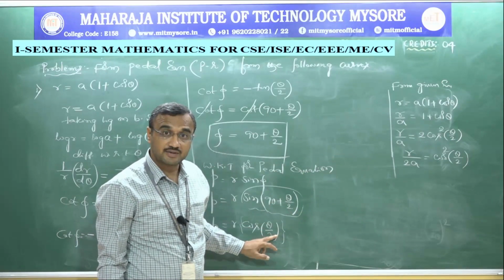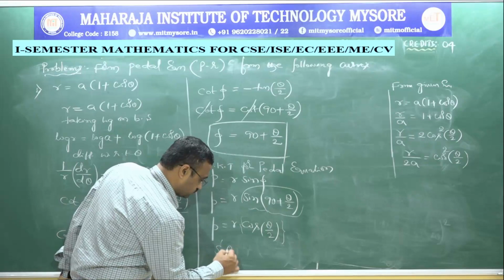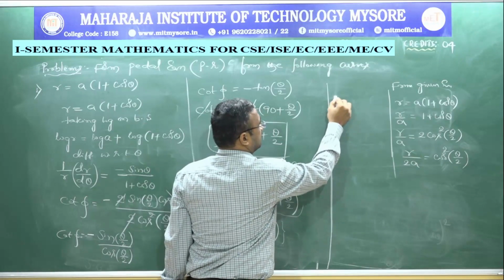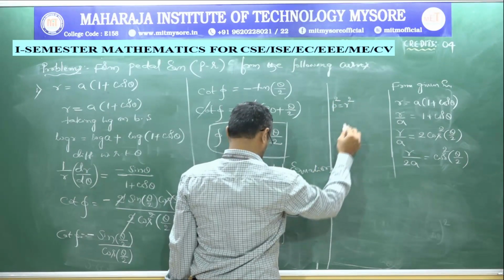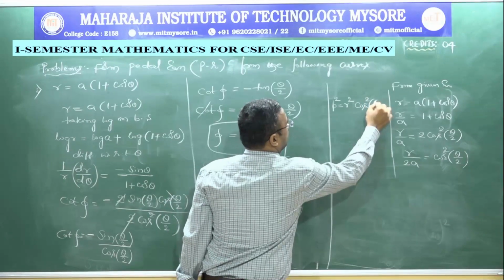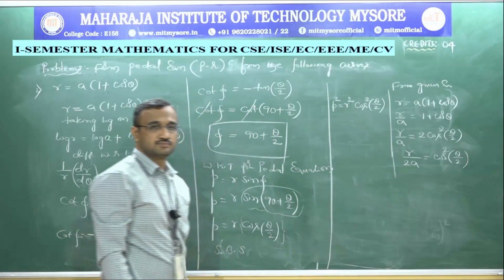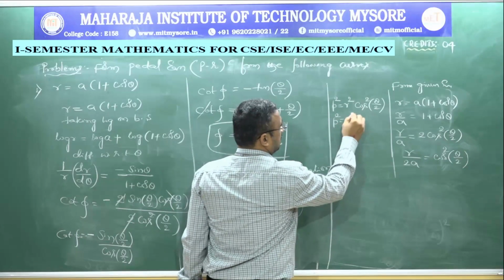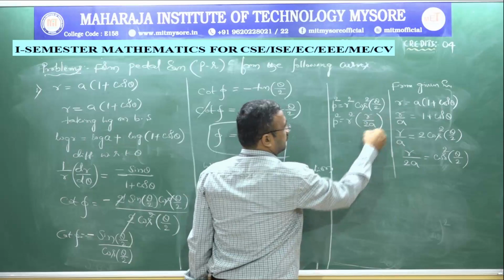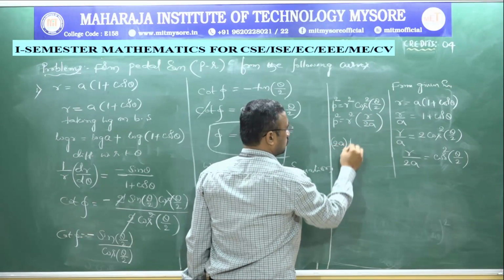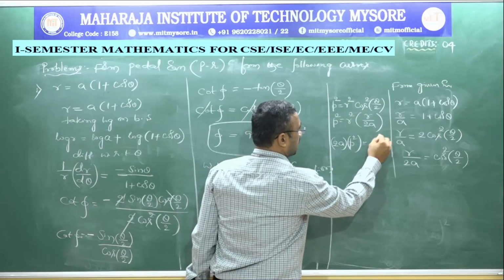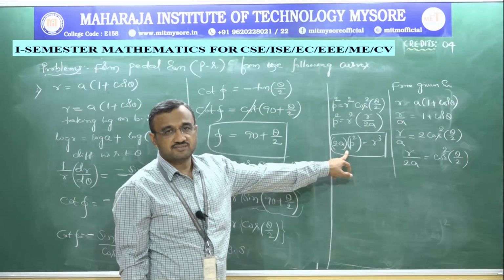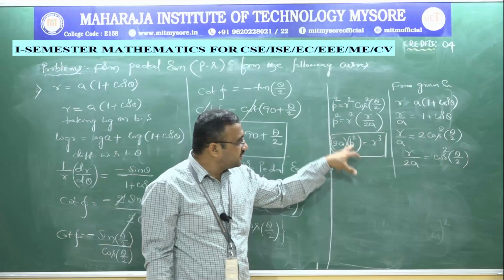But we have a value of cos theta by 2. If we square both sides of this, we get P square equal to R square into cos square theta by 2. Now substitute the value of cos square theta by 2. What is that cos square theta by 2? It is R square into R by 2A. If we cross multiply, 2A into P square equal to R power 3. See here, in this equation there is no angle. This equation is containing only P and R along with constant.